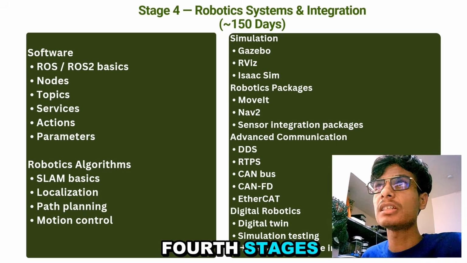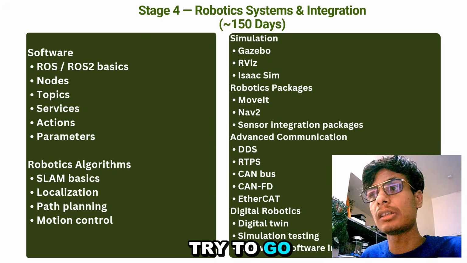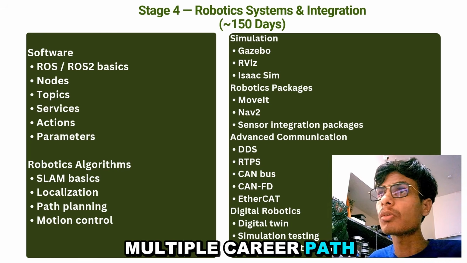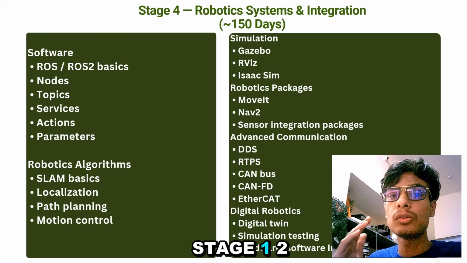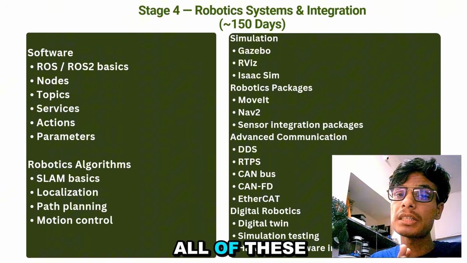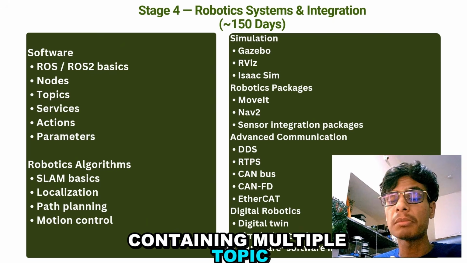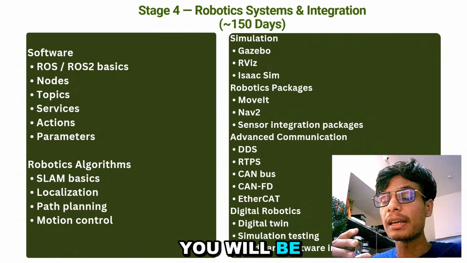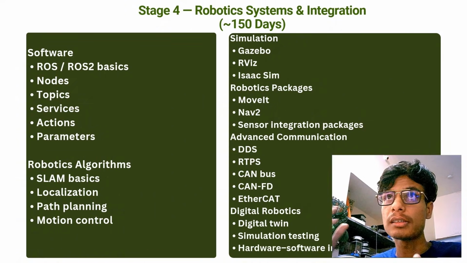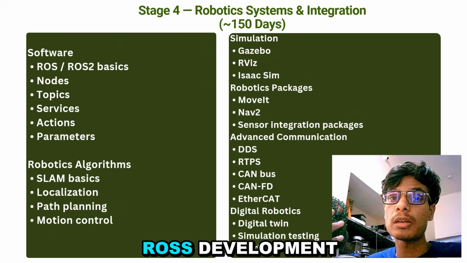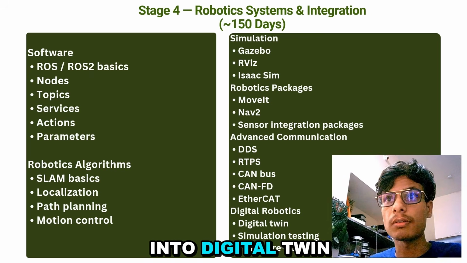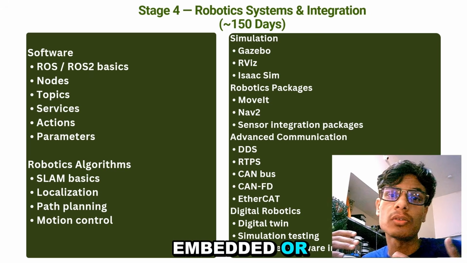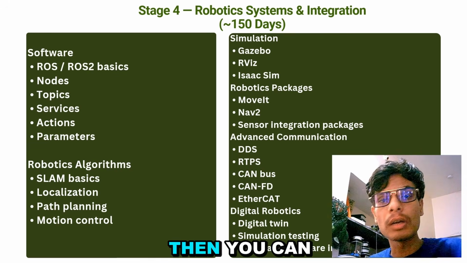After the 4th stage, I would suggest you try to go with multiple career paths over all of these stages 1, 2, 3, and 4. All of these stages contain multiple topics and subtopics, and over time you will find yourself curious about certain things. For example, if you want to go into ROS development, or digital twin, or some certain kind of embedded or software developer role in robotics, then you can definitely explore a lot of things here.